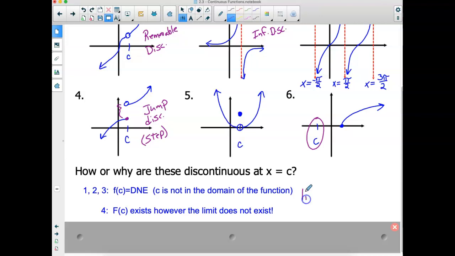The limit as x approaches C of my f of x function does not exist. Okay, and we can see that because if we're tracking it in from the left and we're tracking it in from the right, we are approaching 2 different values, so that limit does not exist. Number 5 is a little different than numbers 1 through 4.